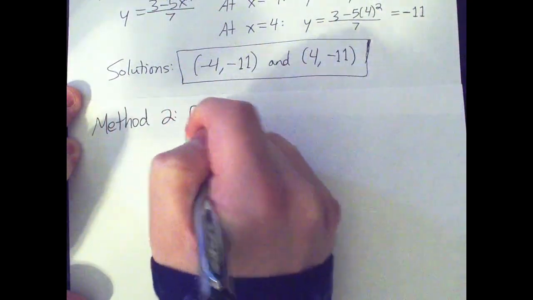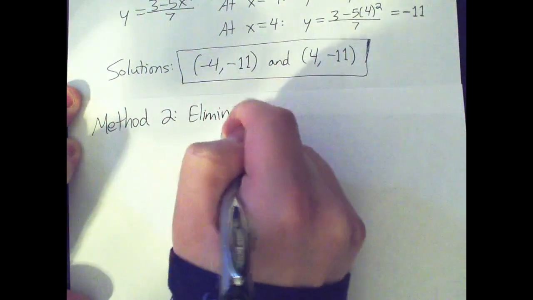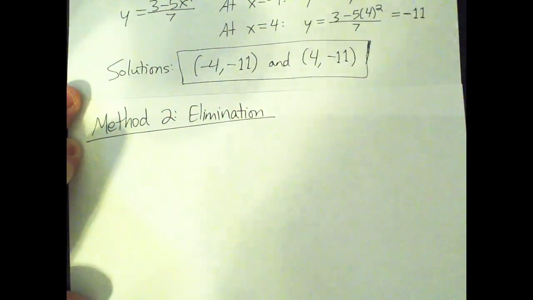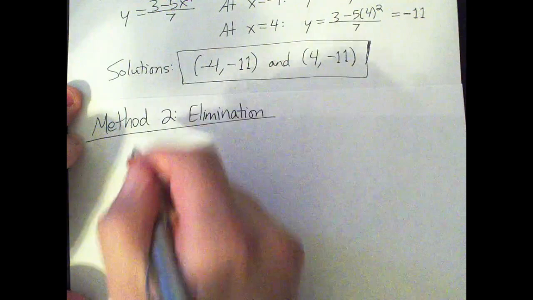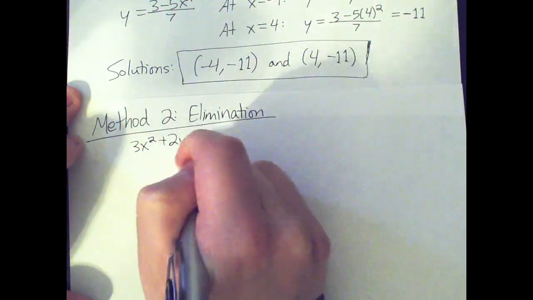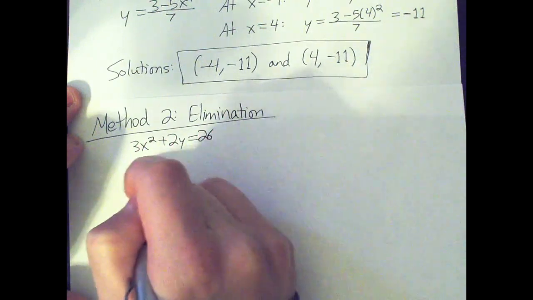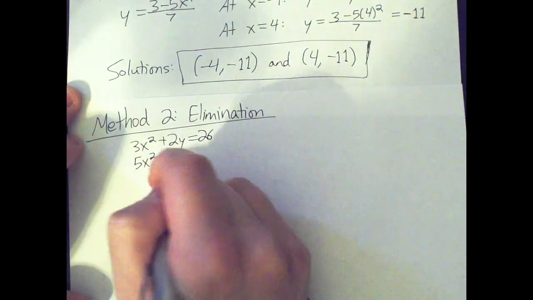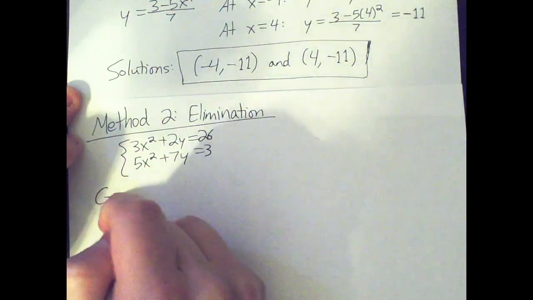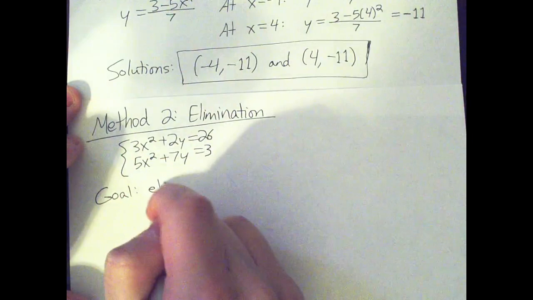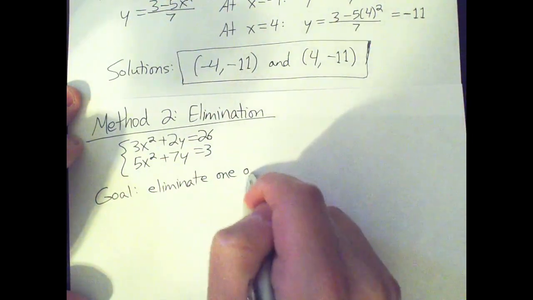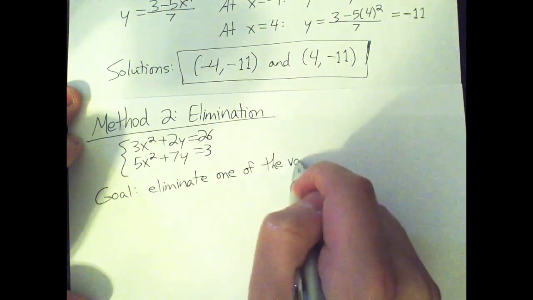Method 2 is elimination. And elimination is something we talked about for linear systems, but now we'll talk about it for this problem. I'll write the problem again. It's the same one that I want to talk about. I just want to show you a few methods, and then you can see how they compare. So the goal of elimination is to eliminate one of the variables.